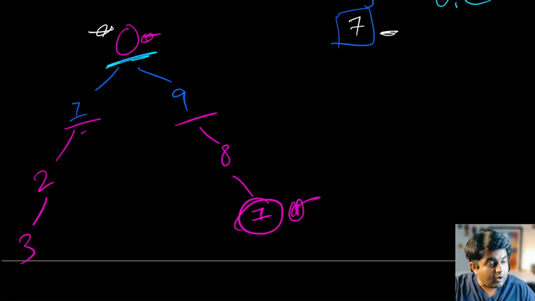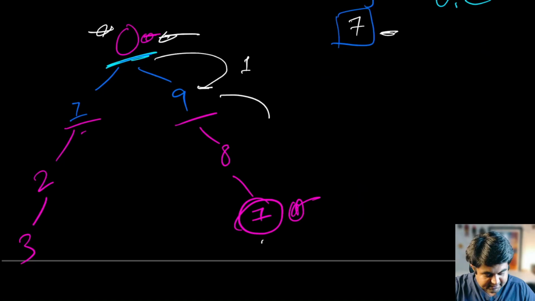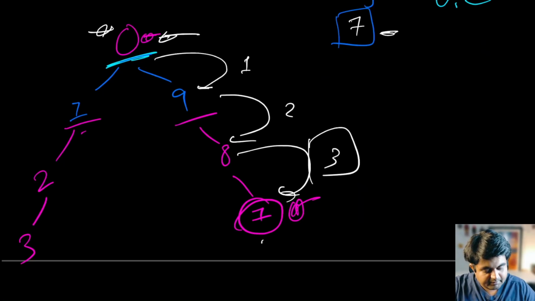So how many turns did it take us to reach from 0 to 7? Well, this was the first turn, this was the second turn, and this was the third turn. So 3 is the minimum number of turns required for us to reach the value 7.